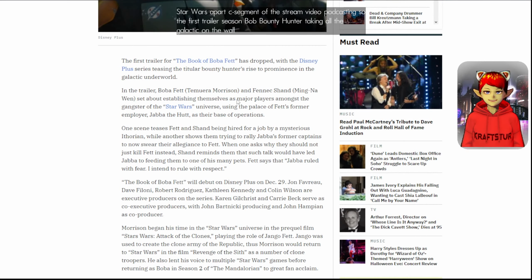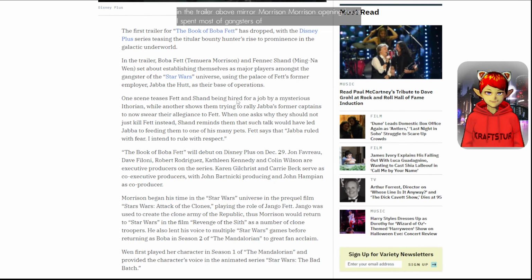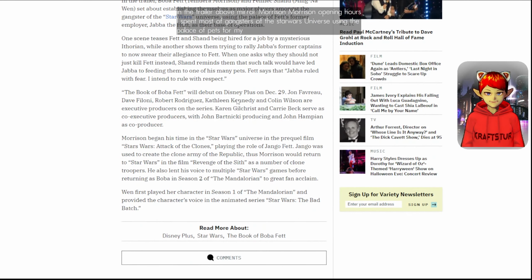The first trailer for The Book of Boba Fett has dropped, with the Disney Plus series teasing the titular bounty hunter's rise to prominence in the galactic underworld. In the trailer, Boba Fett, Temuera Morrison, and Fennec Shand, Ming-Na Wen. Oh, Ming-Na Wen is Fennec Shand. Okay, they set about establishing themselves as major players amongst the gangsters of the Star Wars universe, using the palace of Fett's former employer, Jabba the Hutt, as their base of operations.